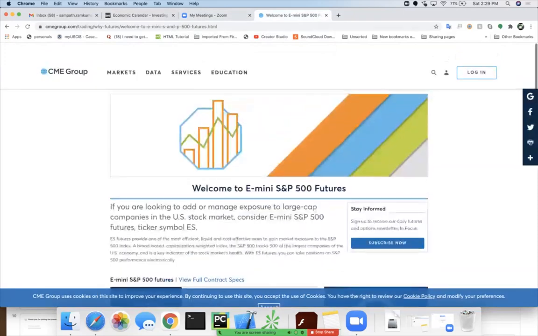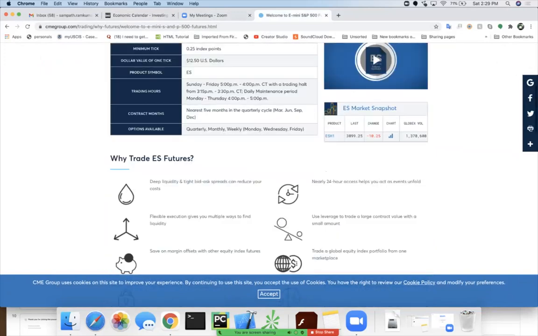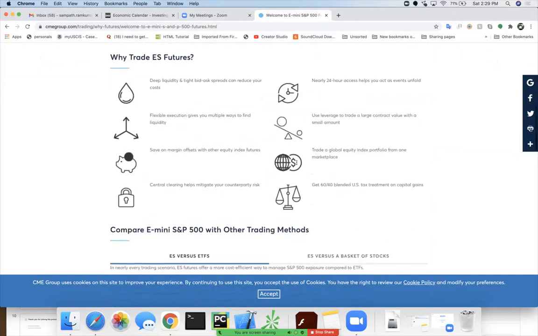And you can always refer to the CME Group website if you have more questions about the S&P 500 futures. So I'm just on their website, and these are a few benefits of why to trade ES futures. They also seem to have a 60/40 US tax treatment on capital gains.